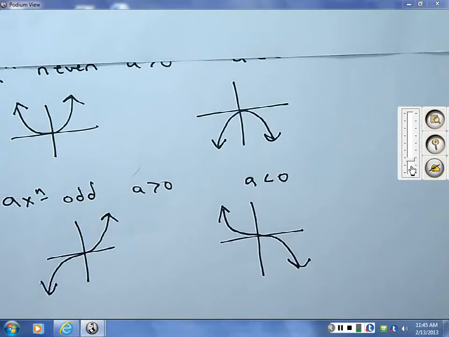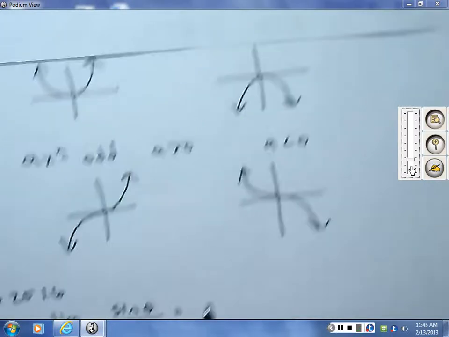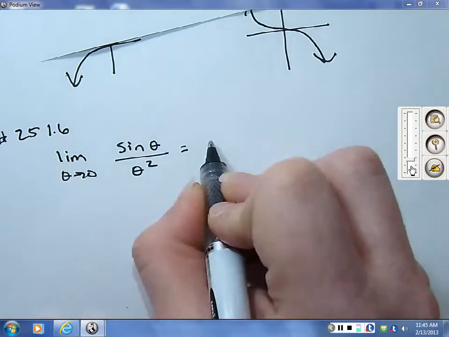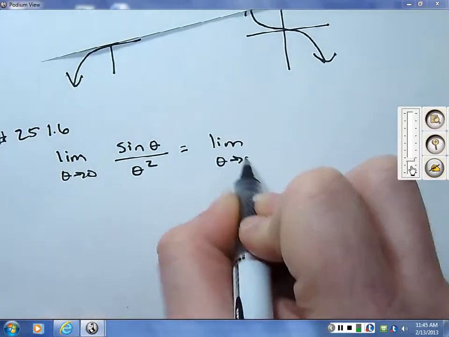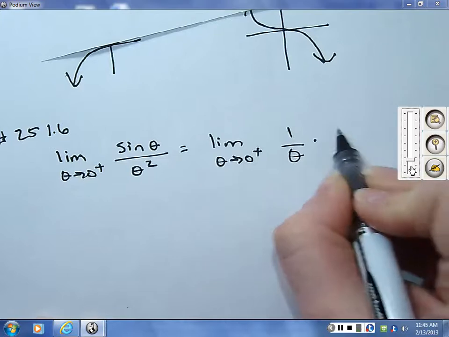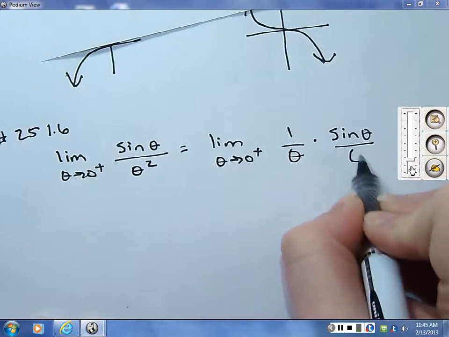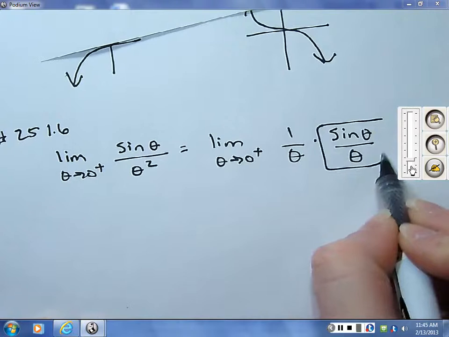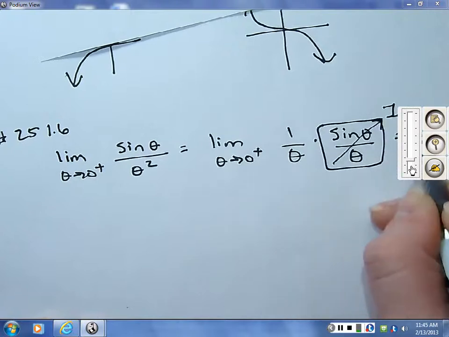25 on 1.6. I'm taking the limit as theta goes to 0 of sine of theta over theta squared. Ooh, that's zoomed in there, but all right. So I can write this, the limit as theta goes to 0, and it's from the right. That's the important thing. I can break up this theta squared to be theta times theta, right? And then I can group this. From the squeeze theorem, I know this goes to 1. So really, I'm looking at the limit as theta goes to 0 from the right of 1 over theta.